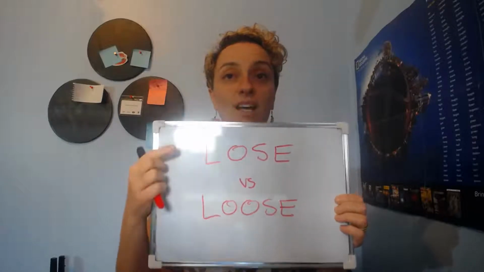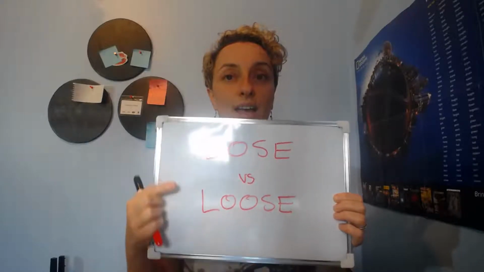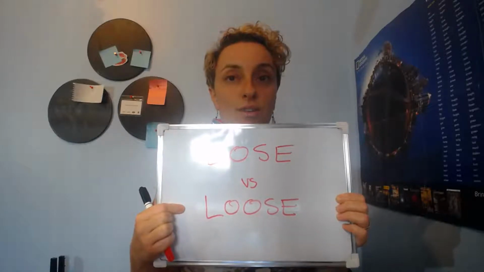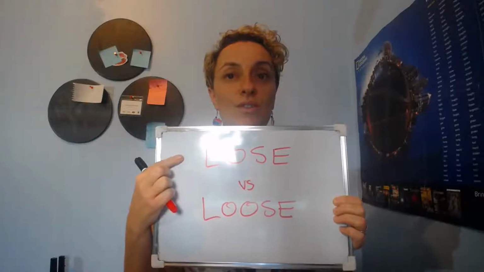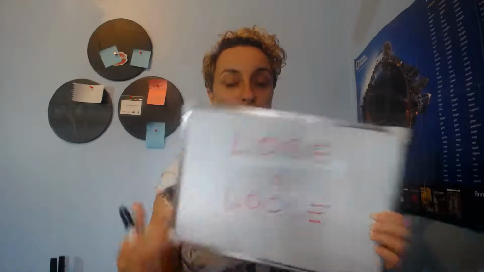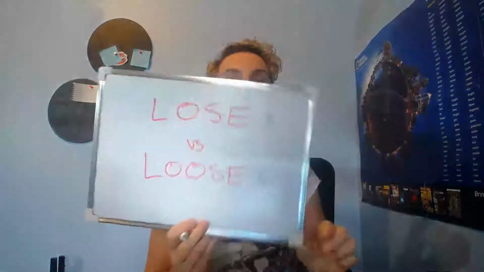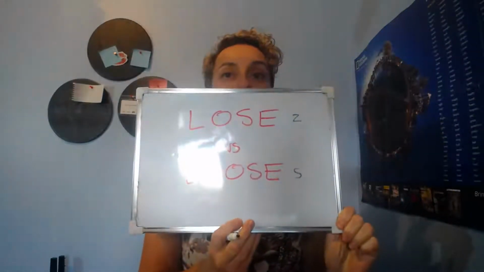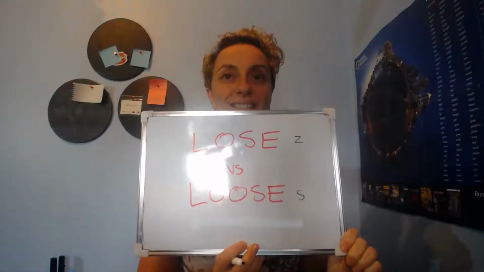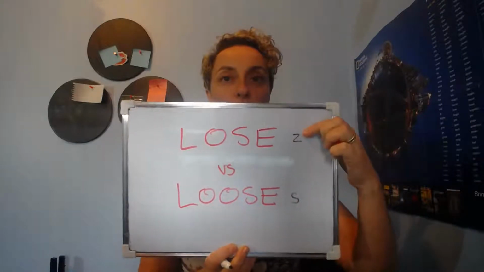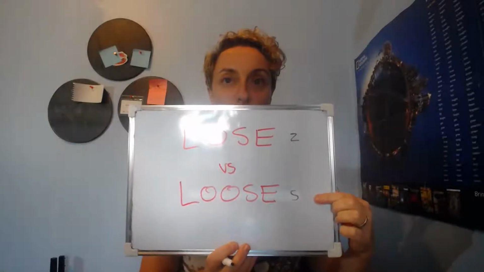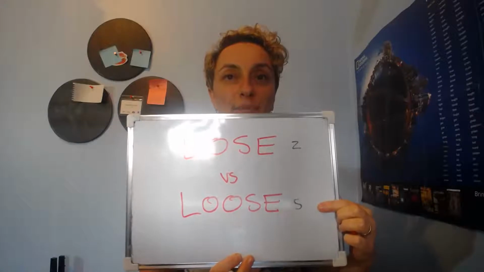One more time. Lose, loose, lose, loose. So the first one is with a Z, and the second one is pronounced with an S sound. S. Verb, adjective, or verb. Now let's look at them in examples.